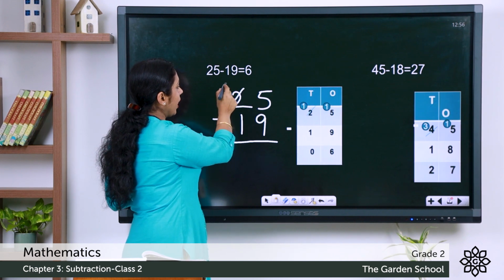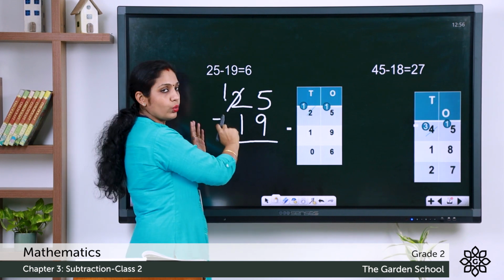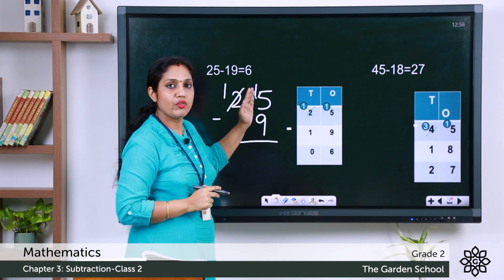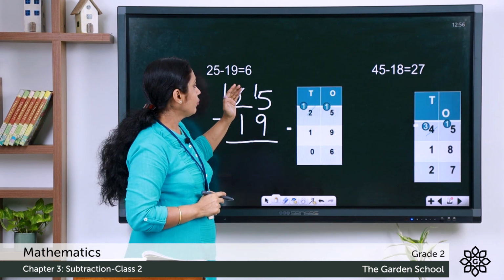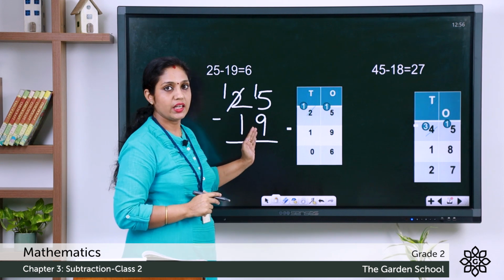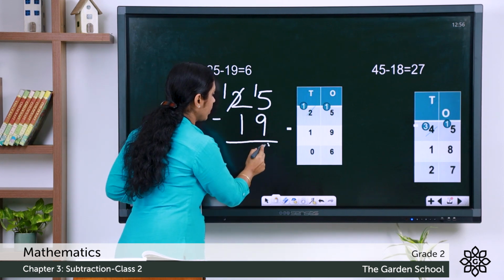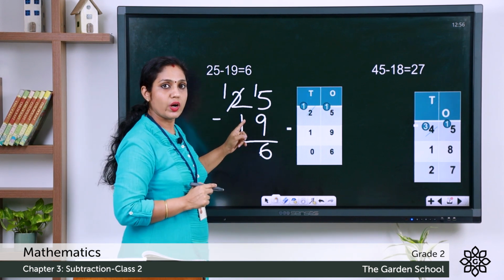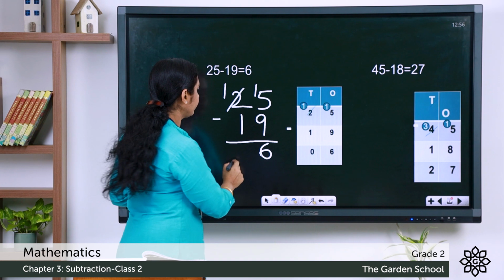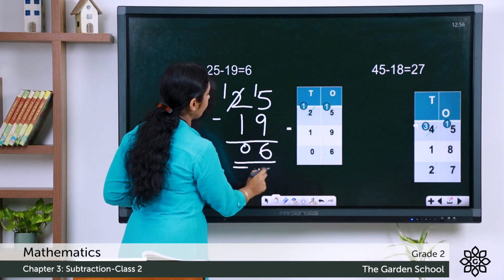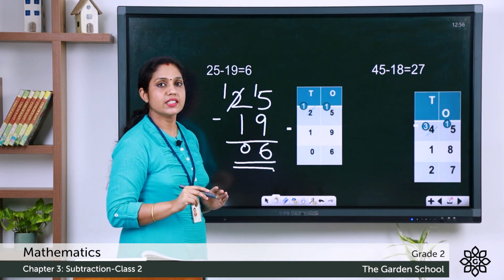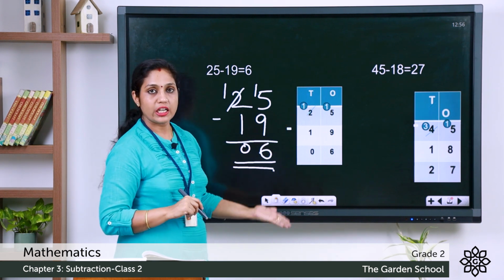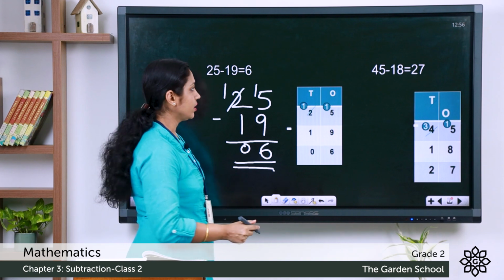We strike it out and write 1 here, and that 1 we write it here, and in the ones place now we have 15. 15 minus 9 is 6. Here in the tens place we have 1 minus 1 and the answer is 0. So when you subtract 25 minus 19, the answer is 6. Second example, we have 45 minus 18.